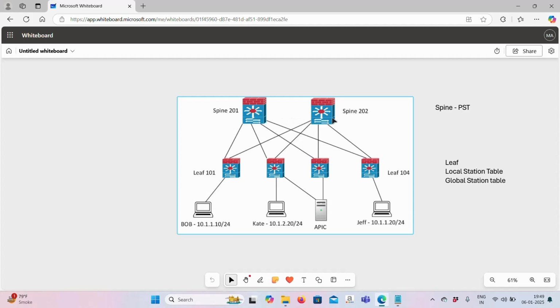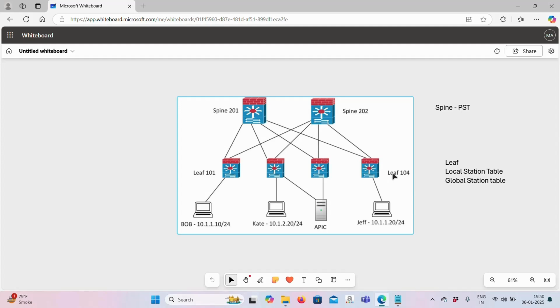So the spine switch will add that information in the proxy station table. Basically, the proxy station table will have the information of all the endpoints connected on all the leaf switches, saying that on leaf 101 user Bob is connected on interface 1/10, and on the spine we will have the information about Jeff, saying that he is connected via leaf 104. So spine switches will have the information of all the users.